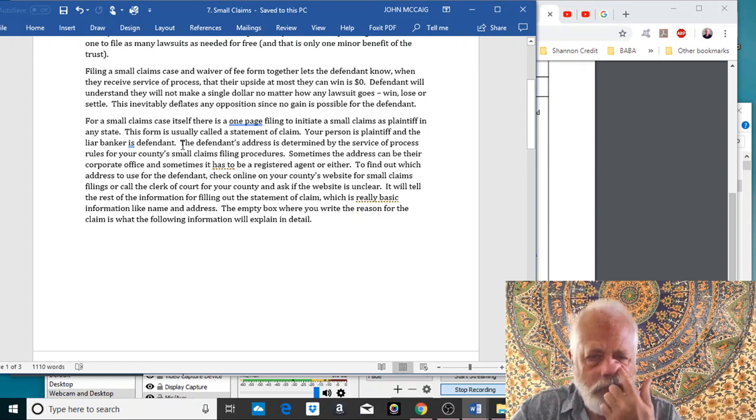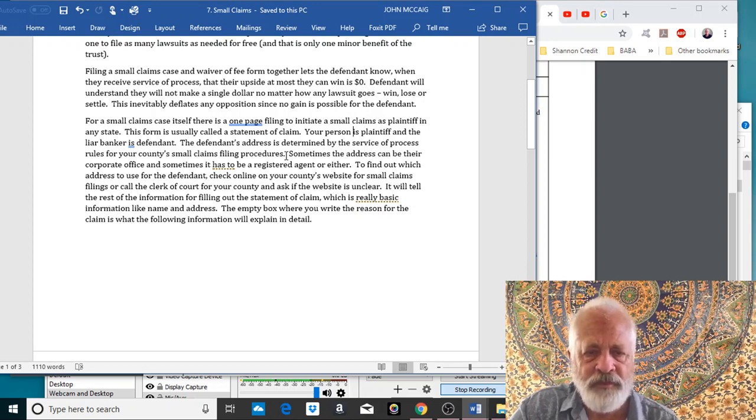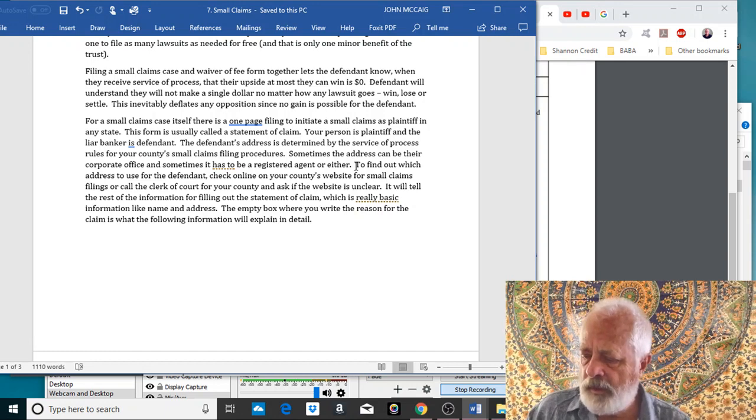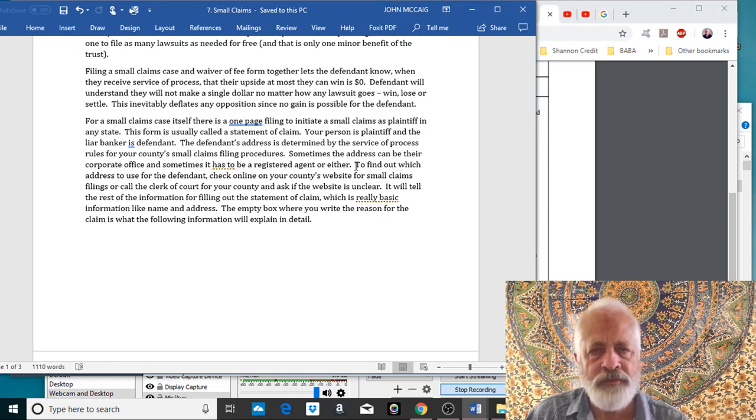The defendant's address is determined by the Service of Process rules for your county's small claims filing procedures. Sometimes the address can be their corporate office, and sometimes it has to be a registered agent, or either. Like in Florida, it can be either one of those things. So that's why you want to be doing certified mail with the mailings you've already done, because you already have a good address for them. You already know they accepted certified mail, so you know how to get them. Service of process, that's what we're talking about here, okay?